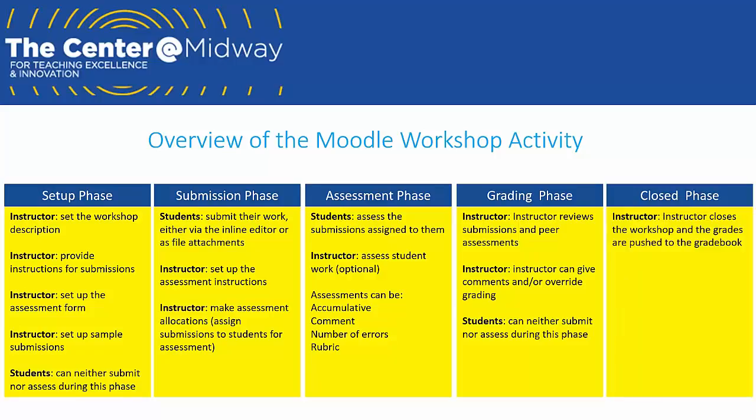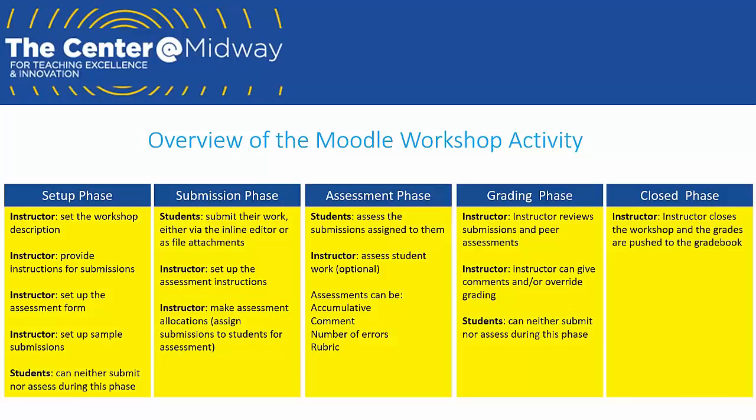And then finally, once the instructor has reviewed the grades and agreed that they're all okay or made any changes that he or she wants to make, then the instructor pushes the activity into the closed phase. And when the activity is in the closed phase, that is when the students can see their grades in the gradebook. Okay, so those are the phases of a Moodle workshop activity.